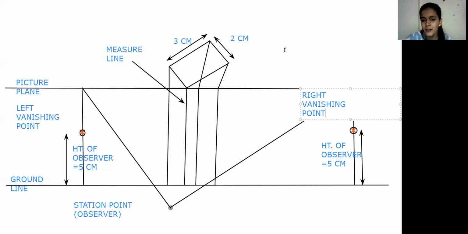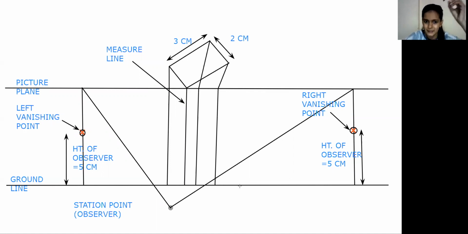You can show it with the help of arrow. Okay, this. Now up to this is like the pre-drawing of our perspective view. So pay attention from here because our main perspective view starts now.